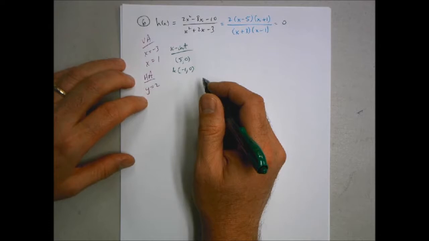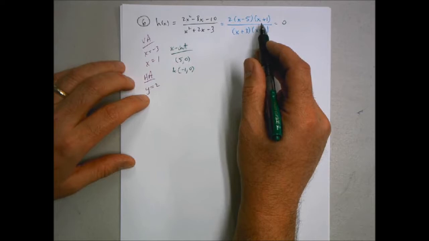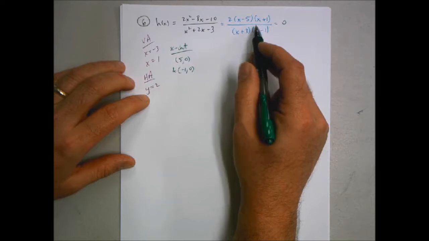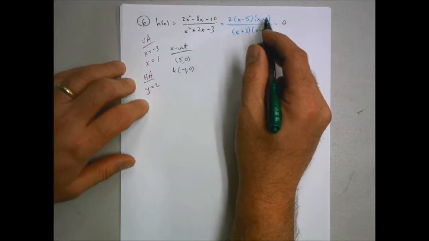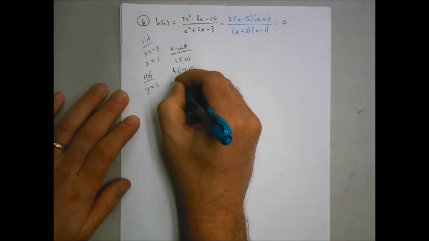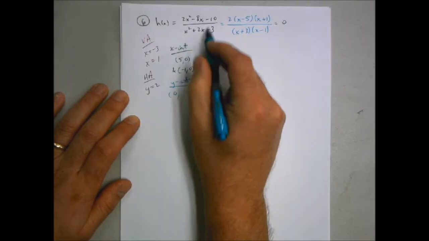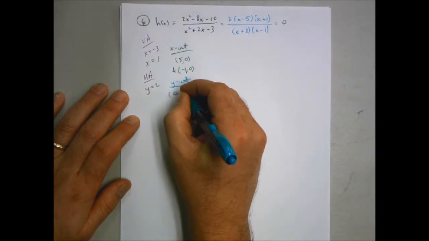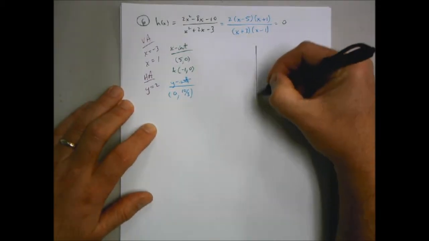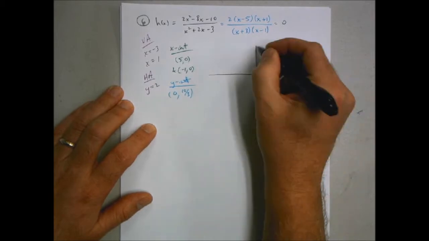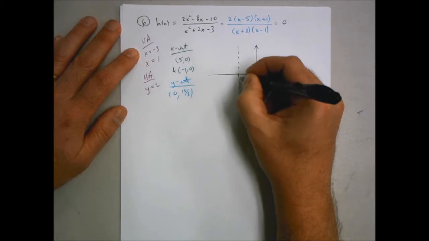Y-intercept. 0 for the x's, and I get negative 10 over negative 3, which is positive 10 thirds. Okay, so x equals negative 3, x equals 1, y equals 2. I actually like the ones that don't have the x-axis as a horizontal asymptote a lot better. And you probably will too once you start getting used to it.